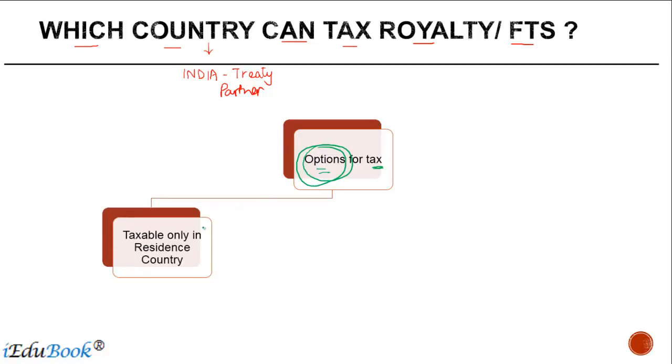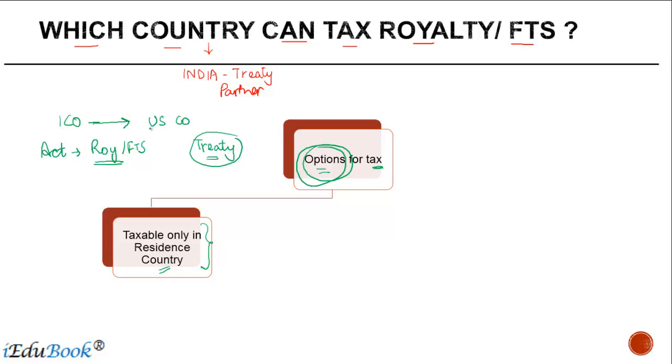It could be taxable only in the country of residence. So let's say, for example, there is an Indian company which makes a payment of royalty to a US company, right? When you look at the Income Tax Act, a particular payment may amount to royalty or FTS, right? But when you go to the treaty, you find that there are some specific reasons because of which India loses its right to tax that payment.